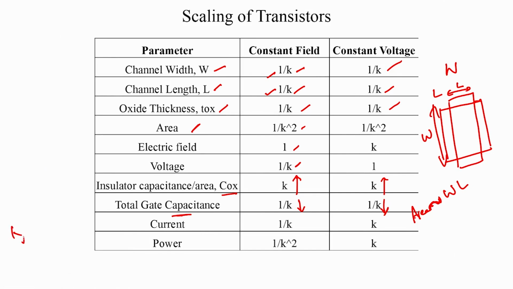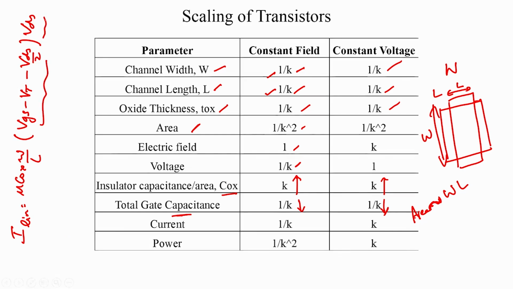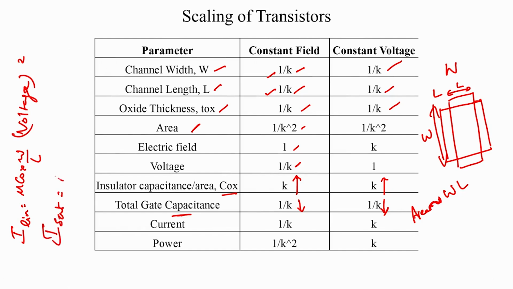So, in the case of linear, we say that it is mu Cox W over L into (VGS minus VT minus VDS by 2) into VDS. So, that is the current. Okay. So, you can see that there is a voltage into voltage term. So, that is a V square term, the voltage square dependence, and in saturation of course it's mu Cox W over L by 2 into VGS minus VT the whole square. So, again it is a voltage square dependence.